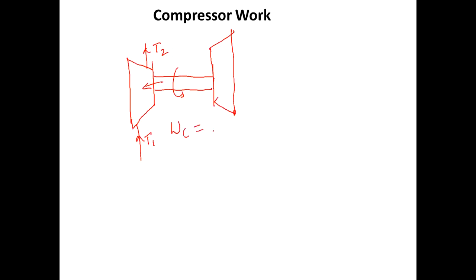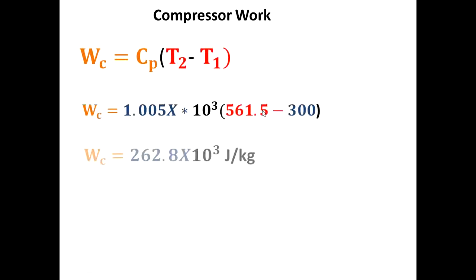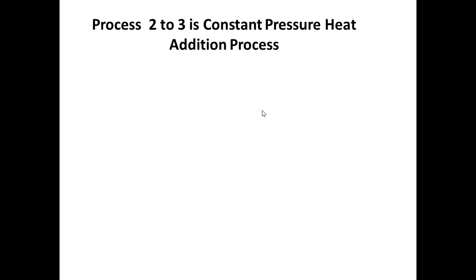Compressor work is equal to Cp into T2 minus T1. This is the value you will get. After putting all the values, compressor work, you will get 262.8 kilojoules per kg.